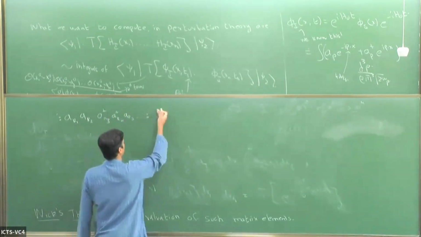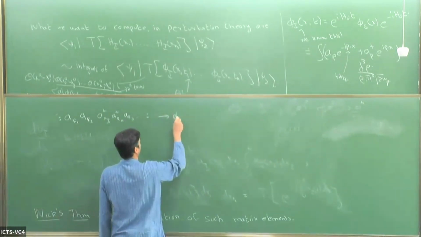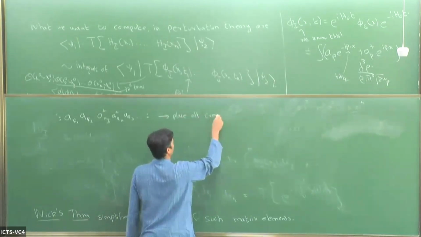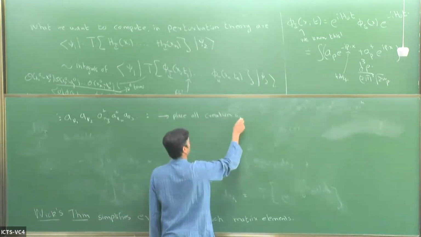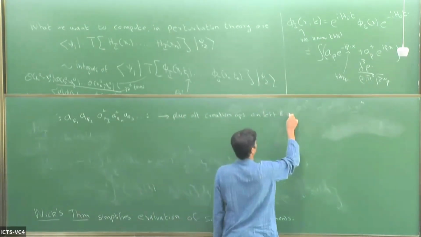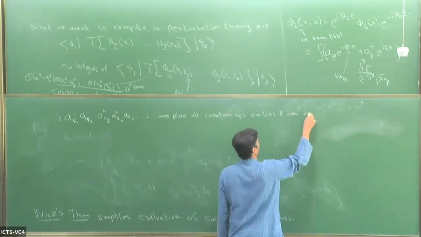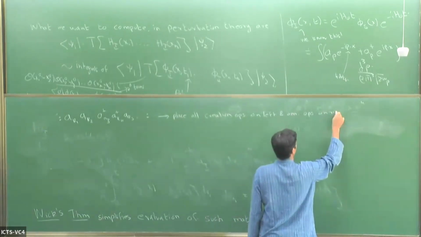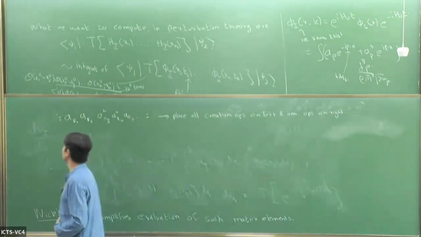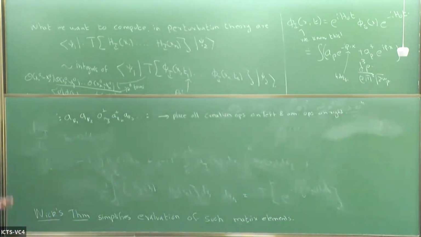If you had such products, normal order just means place all creation operators on left, and annihilation operators on right. Okay, do you remember this? Yeah, that's what normal ordering means. That's different from the ordering that we have above. Okay, that's time ordering. Now we can define a notion of normal ordering also to these kinds of products that we have of these interaction picture operators.